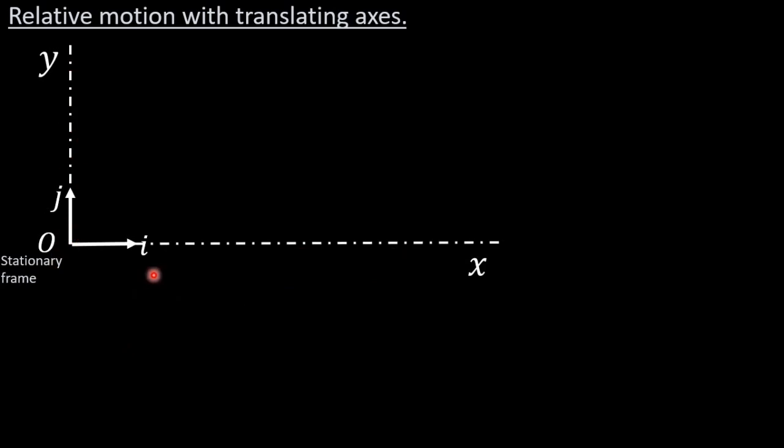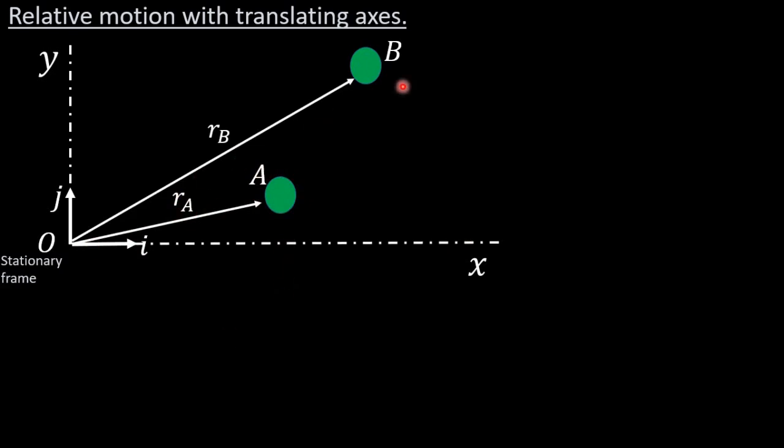Let's say we wanted to define the position of particle A and particle B inside this stationary frame, we would use these vectors here. So r sub A is the vector position of particle A, and r sub B is the vector position of particle B. And what I can do is attach another coordinate axis onto particle A, which I'm calling x prime and y prime. So the unit vector i points in the direction of x and also in the direction of x prime. And likewise j points in the direction of y and in the direction of y prime.